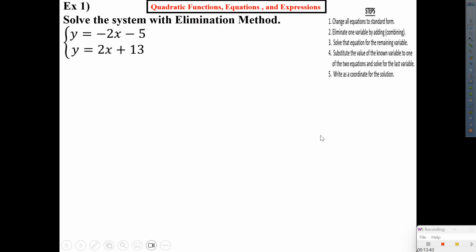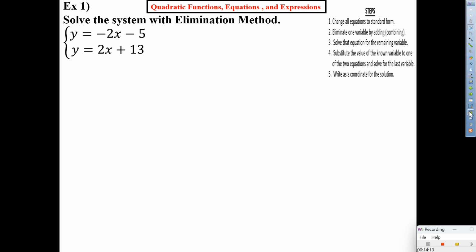So, copy this. Example 1. Solve the system by elimination method. System given: y equals negative 2x minus 5, and y equals 2x plus 13. Copy that, please. All right, so here goes. Step 1, change each equation to standard form. What does that mean, Mr. Q? That both x and y are on the same side.